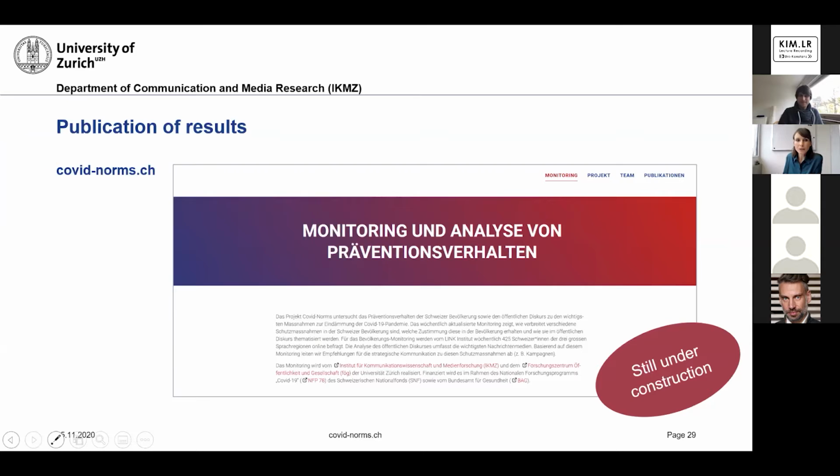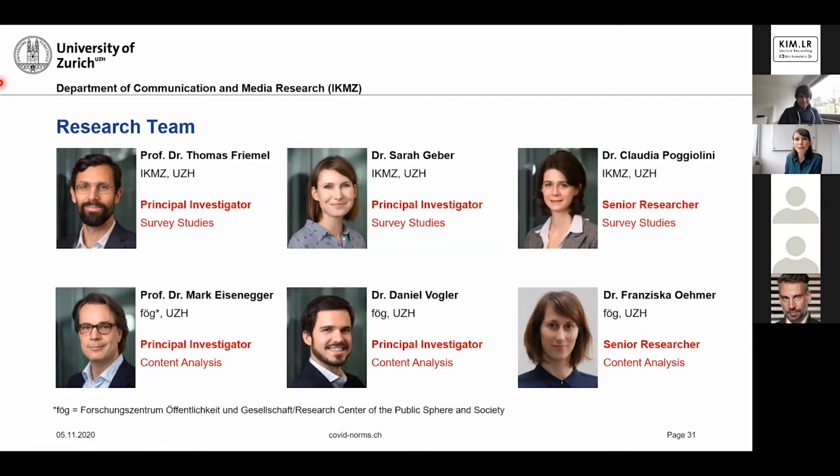Last, I would like to present you the whole team that is working on this project. The project is realized in cooperation between the Department of Communication and Media Research at the University of Zurich and the Research Center of the Public Sphere and Society, which is also linked to the University of Zurich. As I've already said, we are 6 people in sum, and there are, you could say, 2 teams. The first team consists of Thomas Riemer, Claudia Pucciolini, and me, and we are in charge of the survey. And the second team consists of Mark Eisenegger, Daniel Vogler, and Franziska Oemer, and they are the experts for the content analysis.